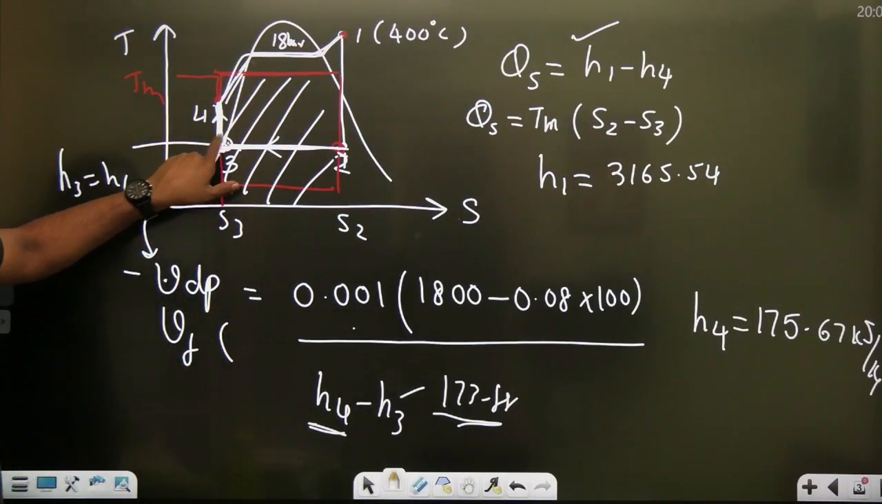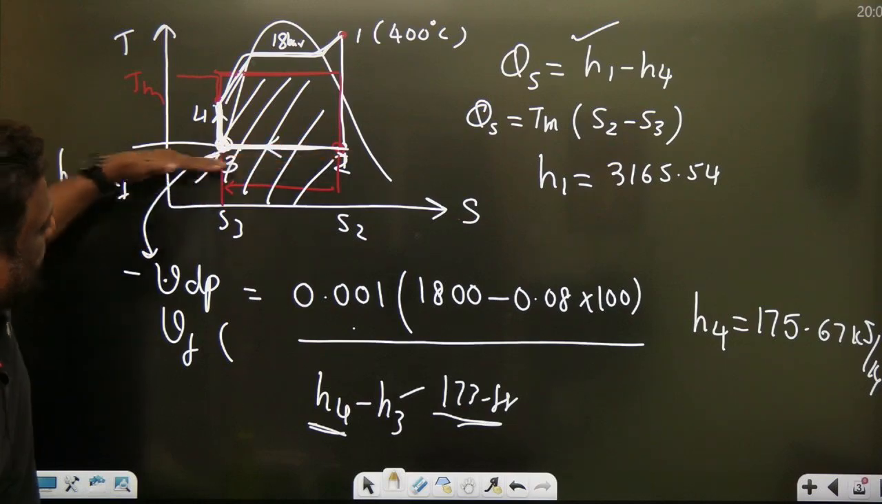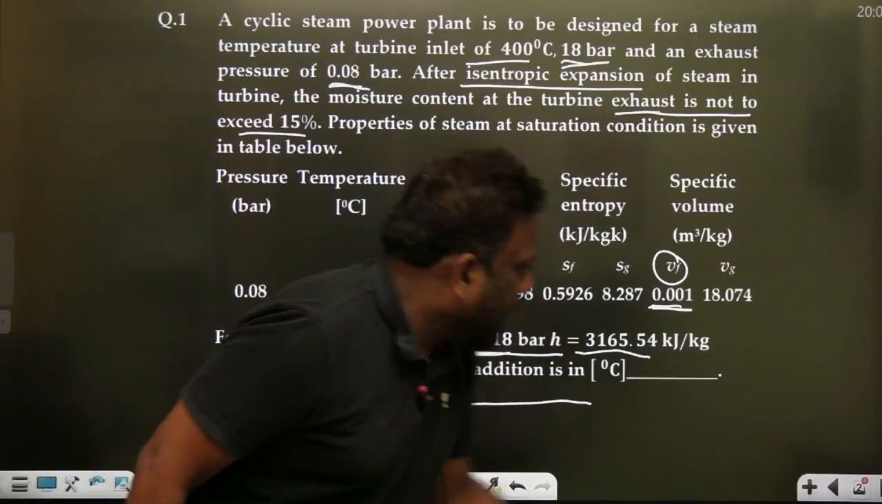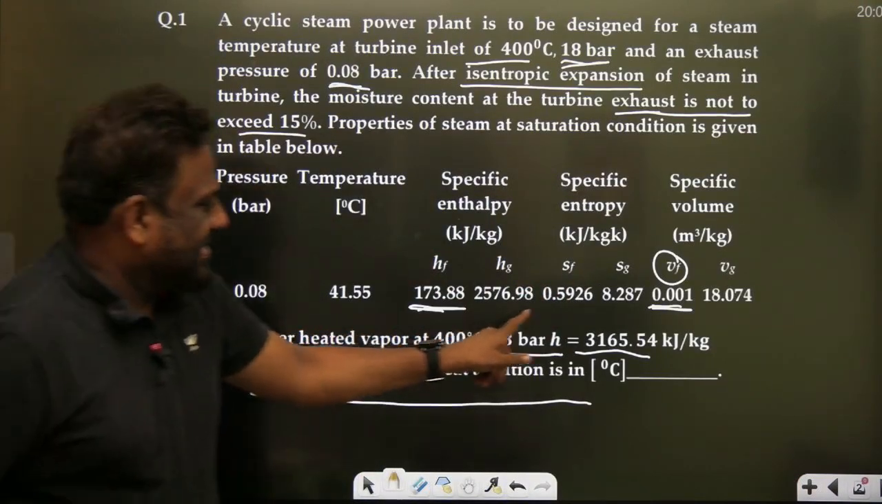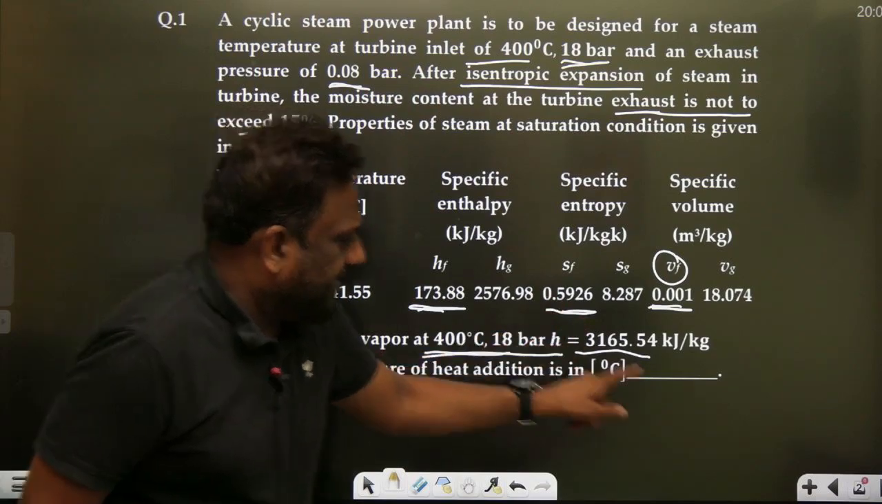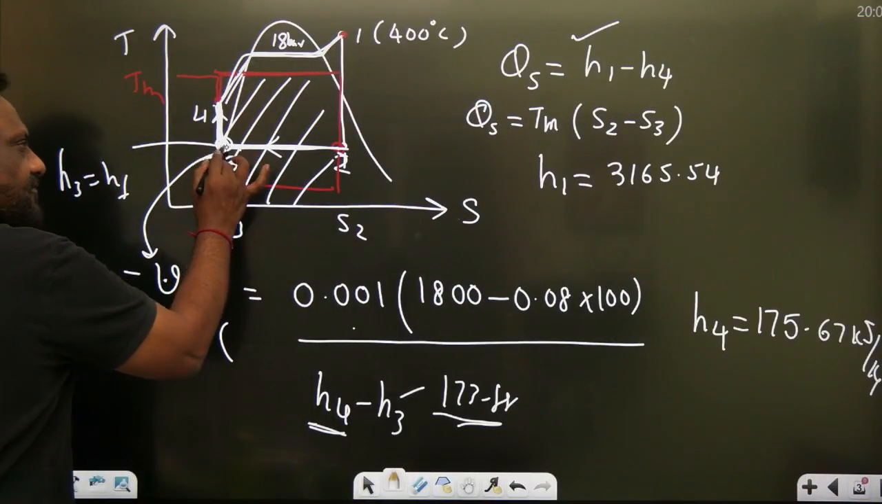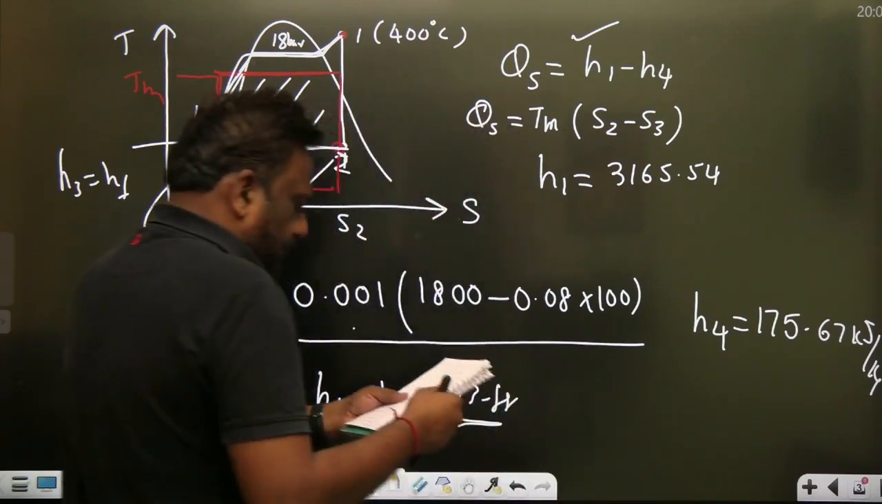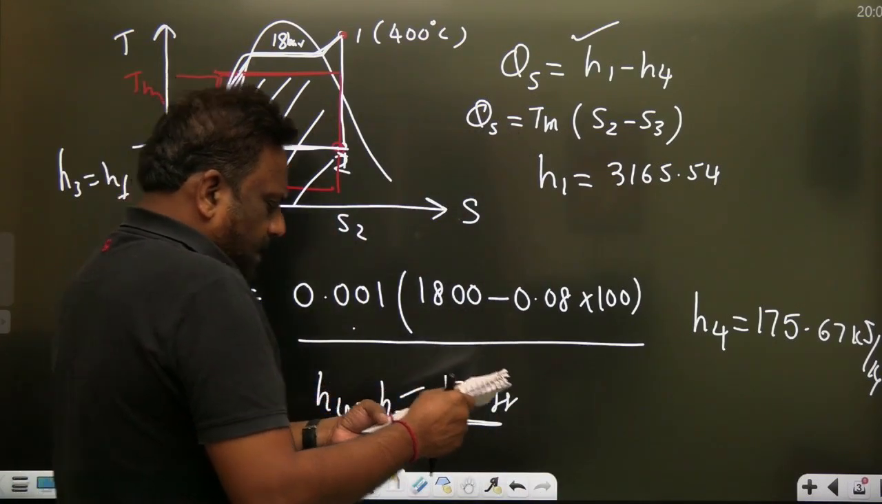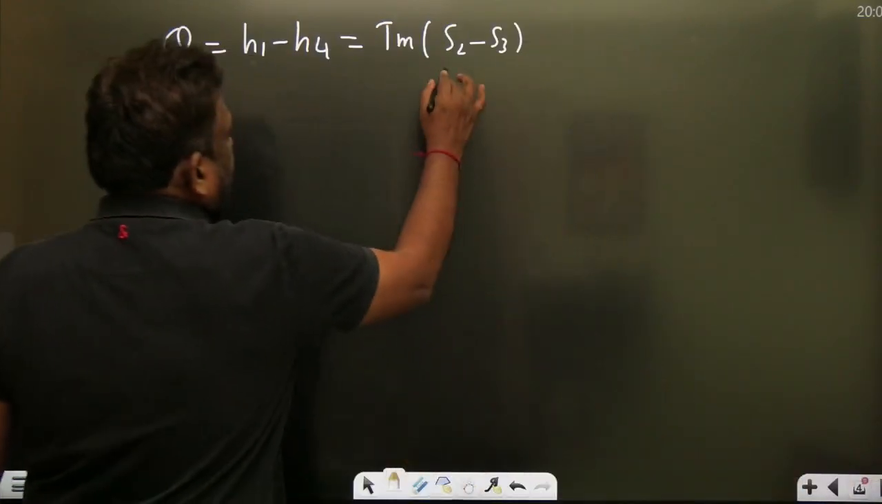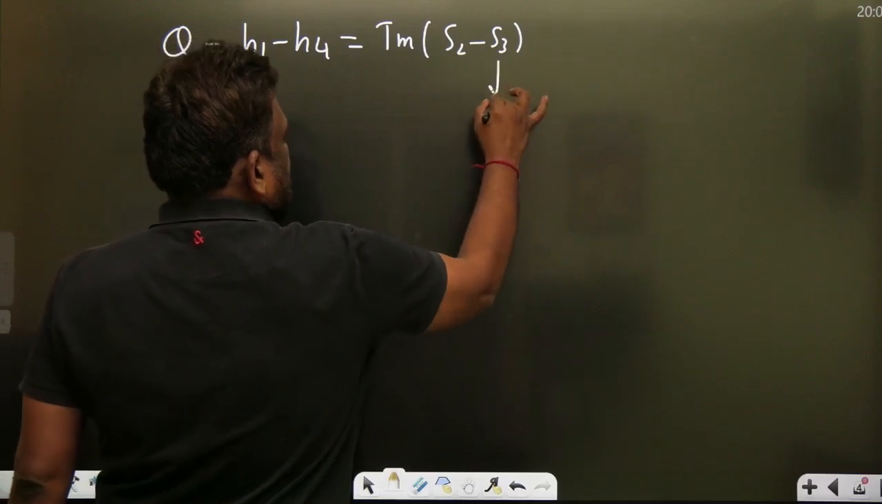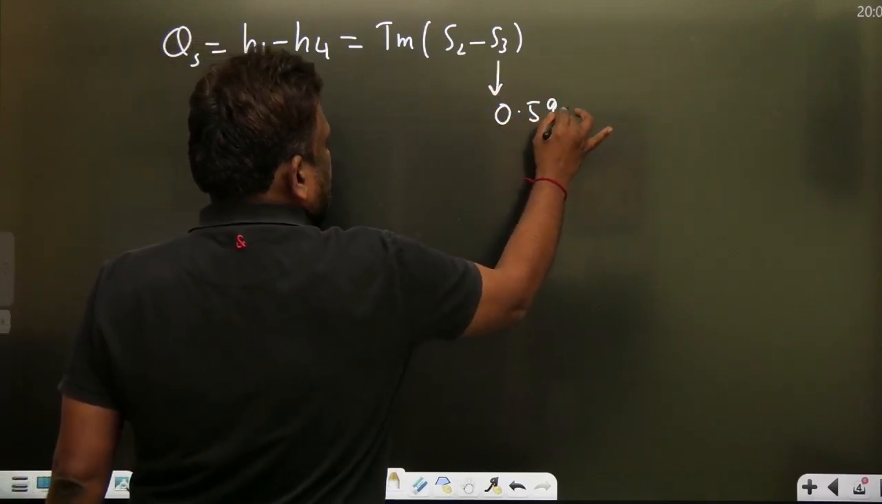Okay, so there is no problem with S3. What is S3? It is SF. It is on saturated liquid point, curve point. S3 is known to me. So good. It is at lower pressure, 0.08 bar, SF. What is SF? 0.5926. So therefore, S3 can be written as SF at 0.08. It is 0.5926. Exactly. 0.5926. So I'll get this value. This is 0.5926 given in the table.